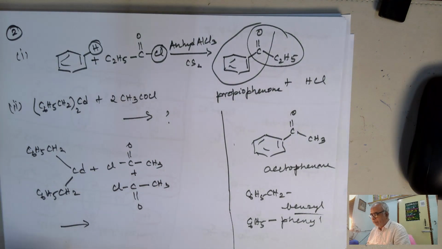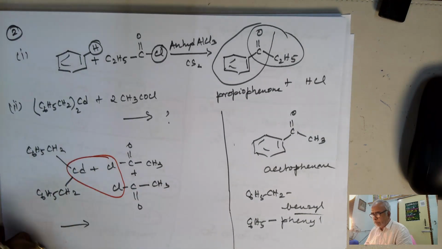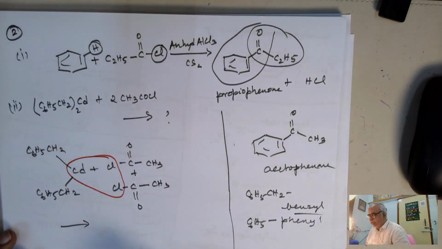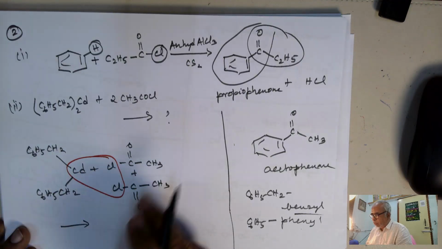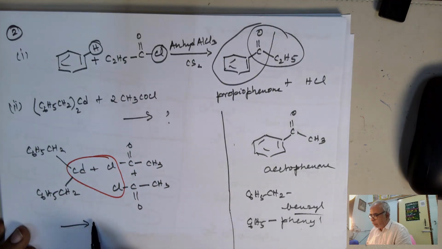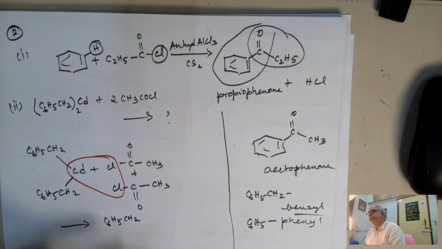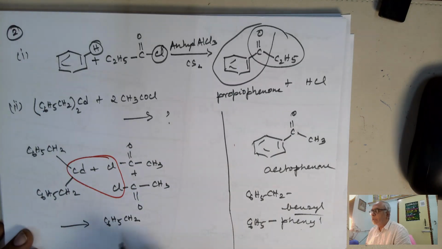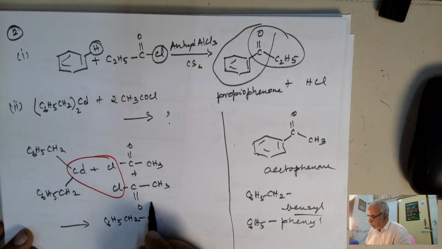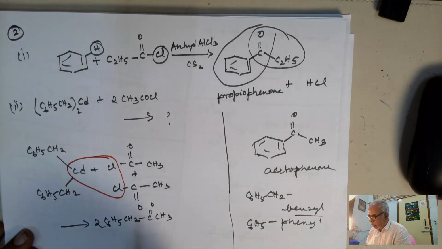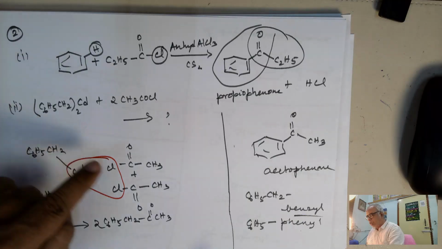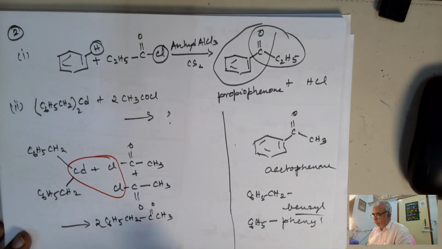So what happens here? Cadmium chloride is formed, so that the remaining will be C6H5CH2COCH3, and you are able to get 2 moles of what? Phenyl propanone. C6H5CH2COCH3, but you've got 2 moles. And what do you call this one?